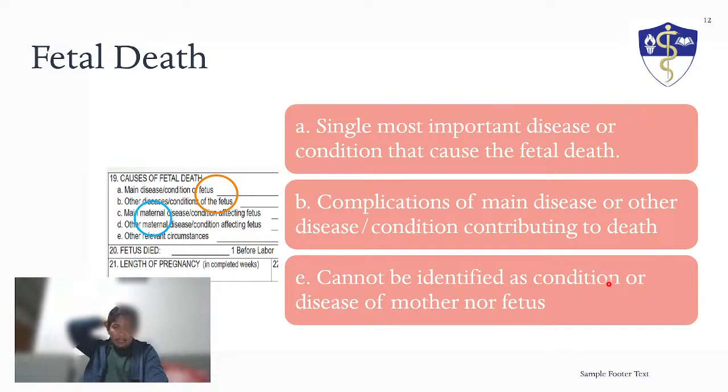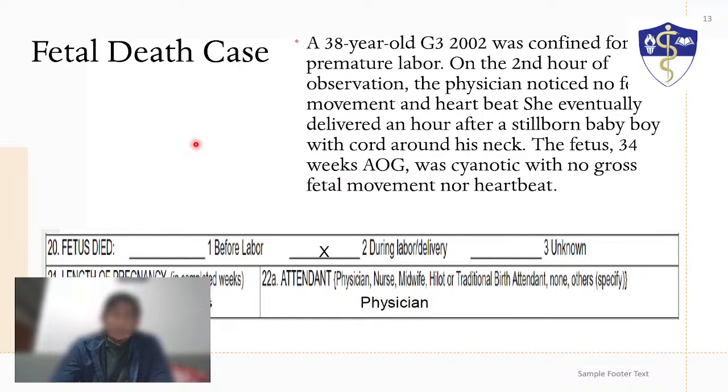If there is any other disease or condition that cannot be identified as that of the mother or the fetus, you put that on other relevant circumstances. Okay, because that's a condition that's neither that of the mother nor the fetus. So it's just an example. That is placed there because there may be others. I haven't had much experience writing fetal death certificates. Okay, so this is an example.